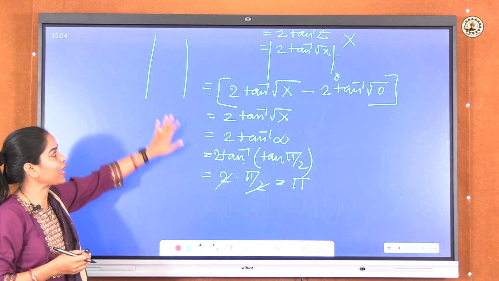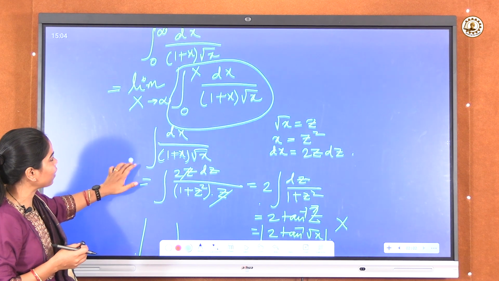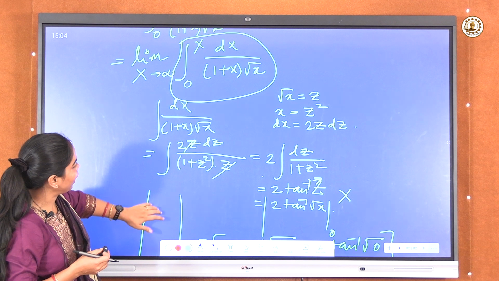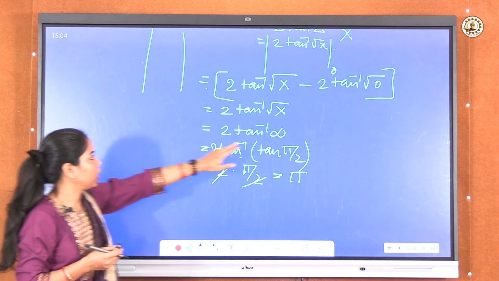So in this way we can solve any improper integral by replacing the infinite value with a finite number. Then in a similar way we can solve the integration. At last we put the value of our infinite number.